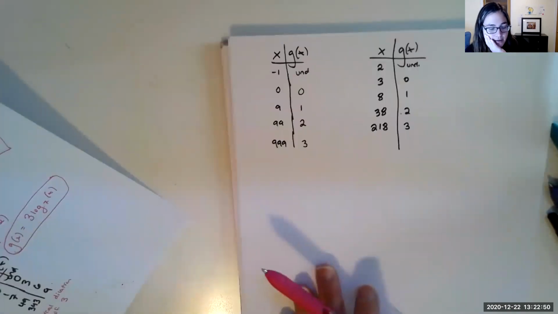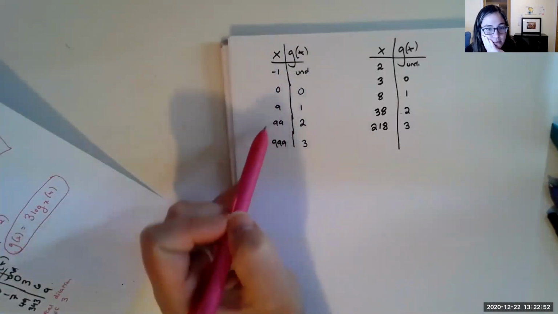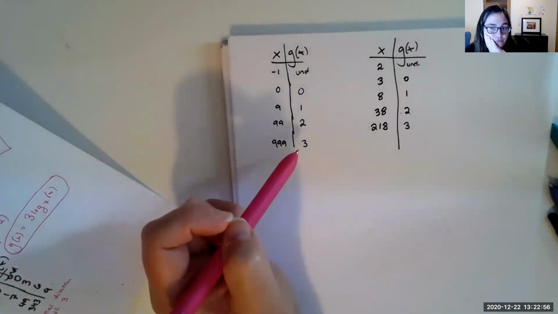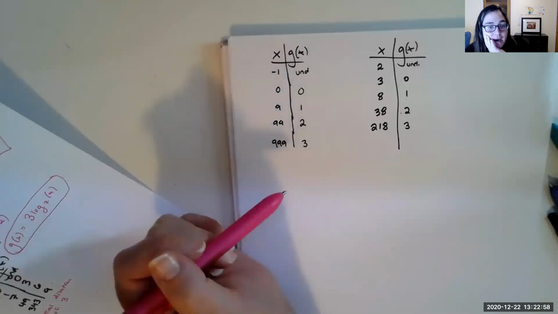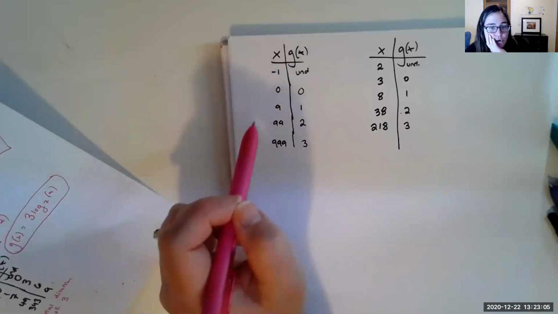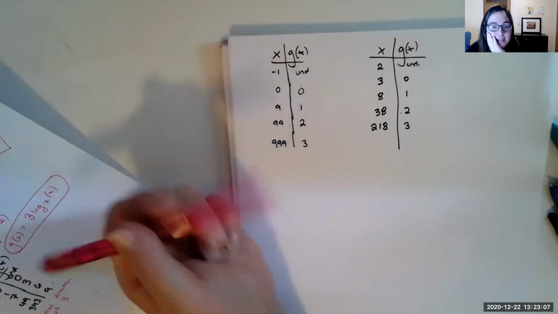So here we have 1, 0, 9, 99, 999. For this example, you might be able to eyeball it and say, okay, well, this is 1 away from 1,000. This is 1 away from 100. This is 1 away from 10. So I'm going to say base 10. And you'd be right. It is base 10.